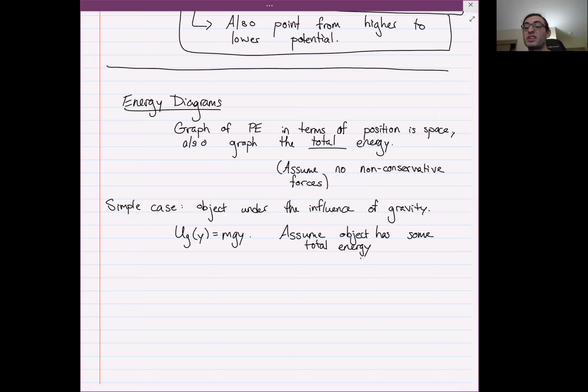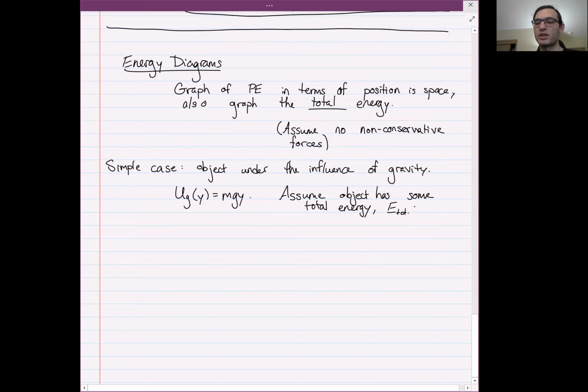So we're going to assume the object has some total energy, maybe like it's an object that's under the influence of gravity and it's falling. So it has some kinetic energy and some potential energy. If this was a problem, you would actually either figure out the total energy or you'd be given the total energy. But for the sake of this example, let's just assume it's given some amount of total energy. Let's call it E tot. And we're going to assume it's positive just because.